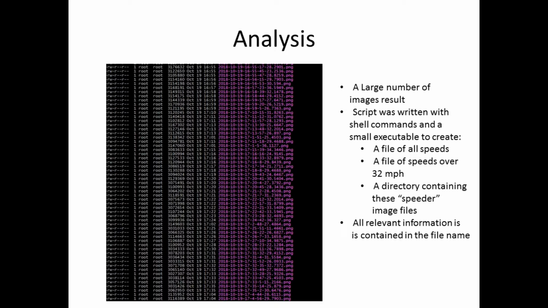It creates a file of all speeds. Additionally, it'll create a file of speeds over 32 miles per hour. I judge 32 miles per hour and greater to be speeding in the 25 mile per hour zone, which is in front of the house. Finally, a directory containing the speeder image files is created, and the speeder files are put into that directory. Finally, all relevant information is contained in the file name.